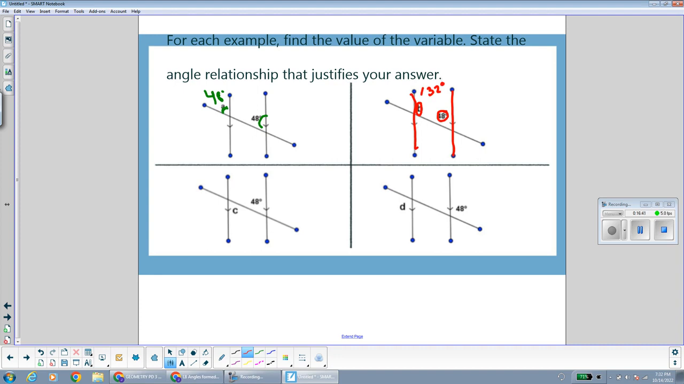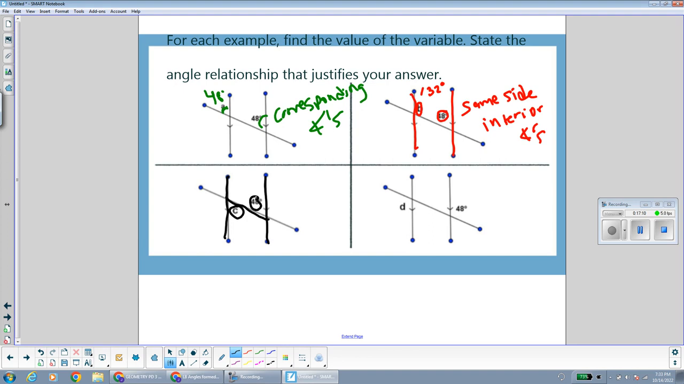Once again, that's because they are same side interior angles. And in the first example, we had corresponding angles. Here, we have inside the lines on different sides of the transversal. So they're alternate interior angles, which are congruent when parallel lines are cut by a transversal. Alternate interior angles.